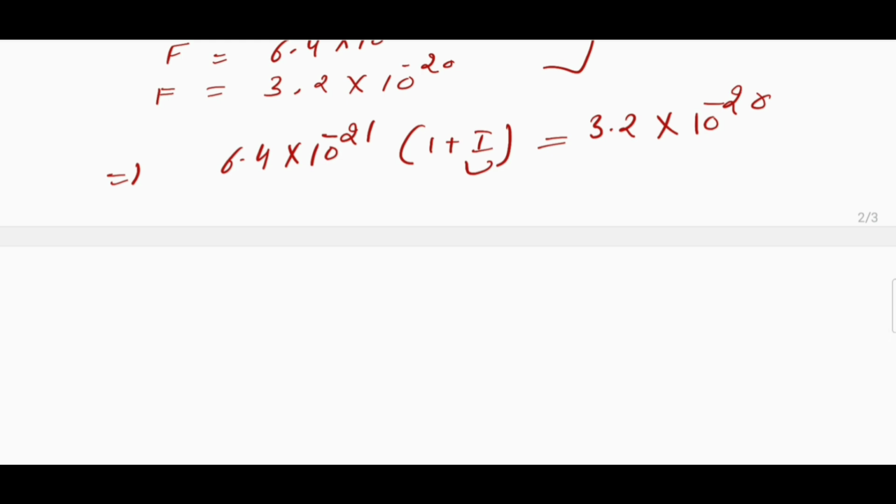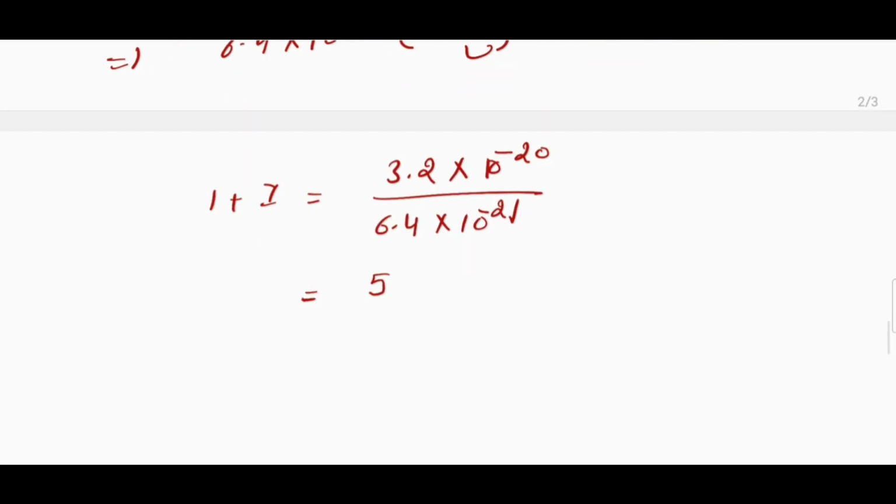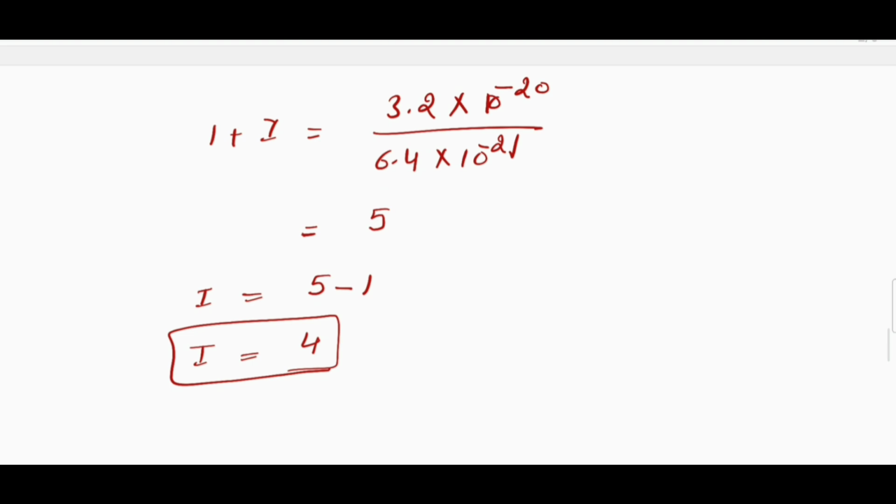So this will become 1 plus I is equal to 3.2 into 10 raised to power minus 20 divided by 6.4 into 10 raised to power minus 21. So we have to solve. If we solve this, we'll get this as equal to 5. So from here we'll get I is equal to 5 minus 1. So I is equal to 4, the current flowing through the wire at point Q. So this I is equal to 4 ampere. So this is what we have to find in this problem.